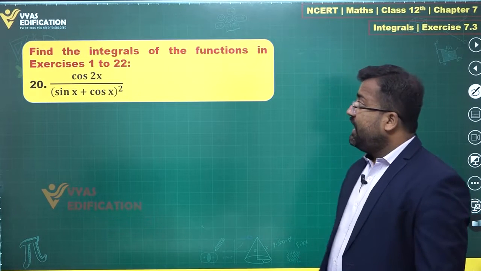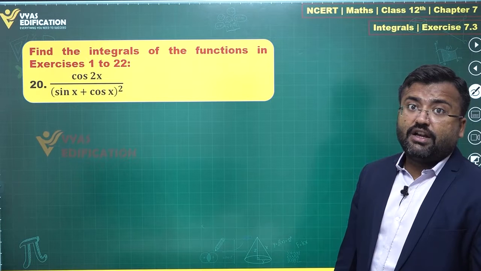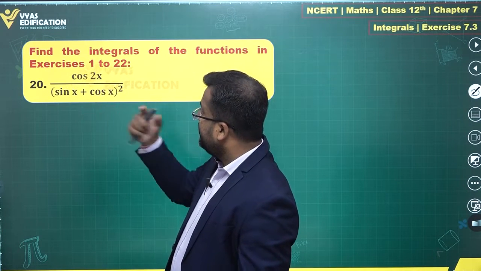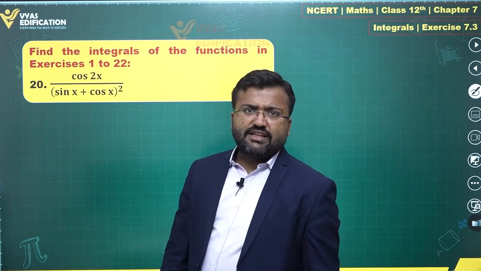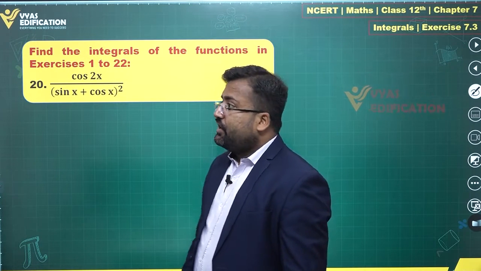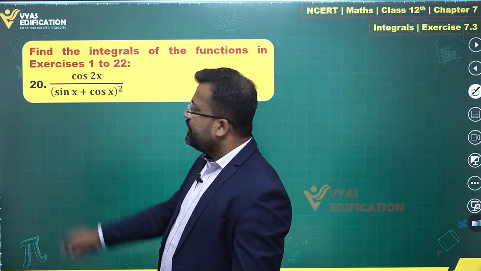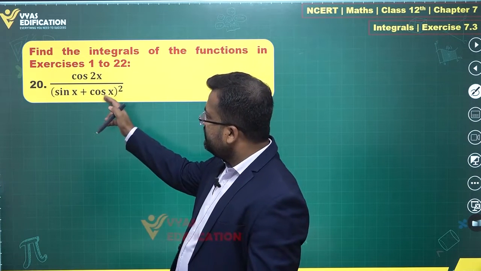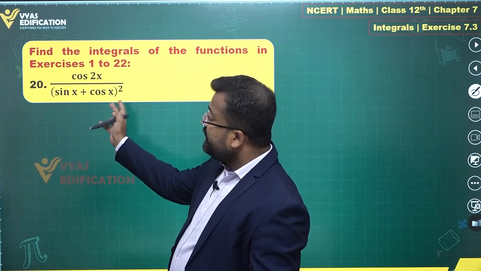In the 20th question, we have cos 2x and sin x plus cos x square in the denominator. Now cos 2x, if you remember, one of the ideas is that it can be written as cos square x minus sin square x. Or we can use another idea: the denominator will simplify to 1 plus sin 2x. Ultimately, we'll have to use substitution, and 1 plus sin 2x is easy to handle.